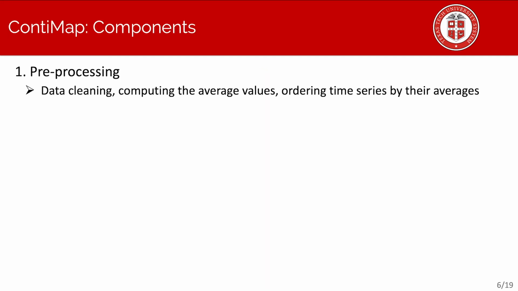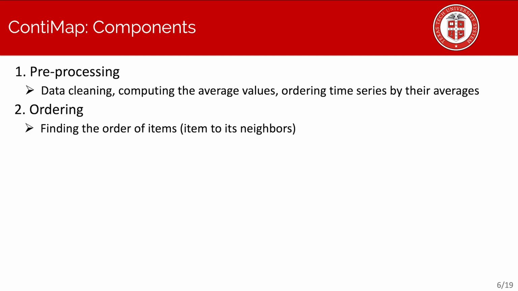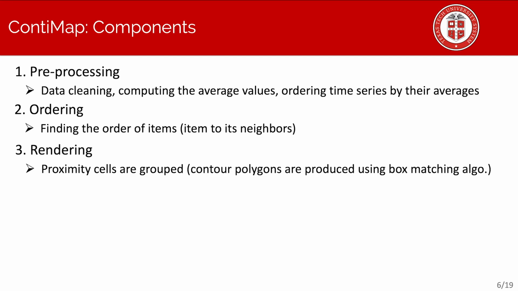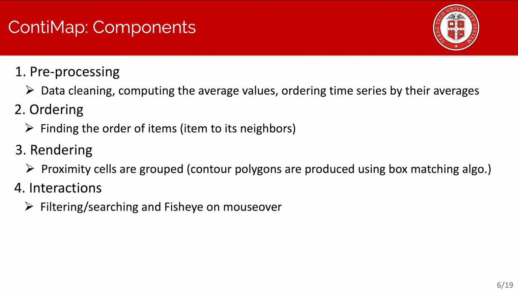The system consists of several components. The first one is pre-processing, which helps with data cleaning, computing average values, and ordering the time series based on their average values. The next one is ordering. We find the order of the items using the previously mentioned algorithm. Then rendering, where we bring proximate cells together and form the polygons. We also add interactions such as filtering, searching, and fisheye on mouse over.